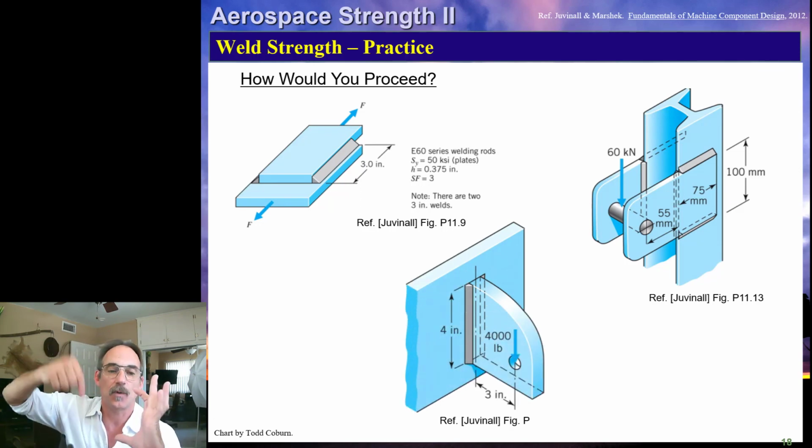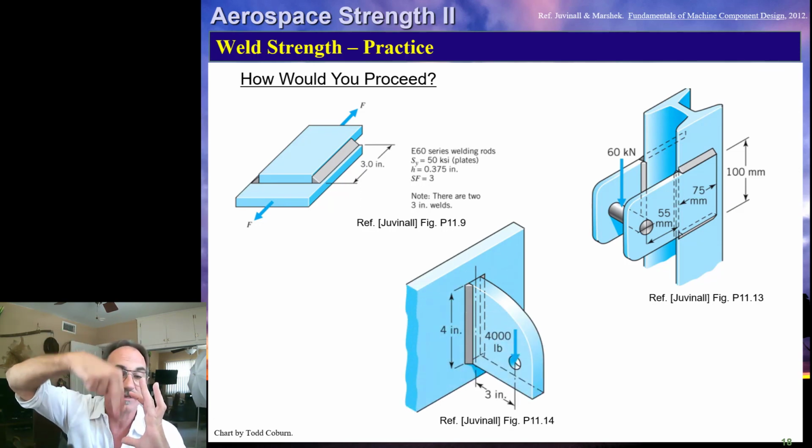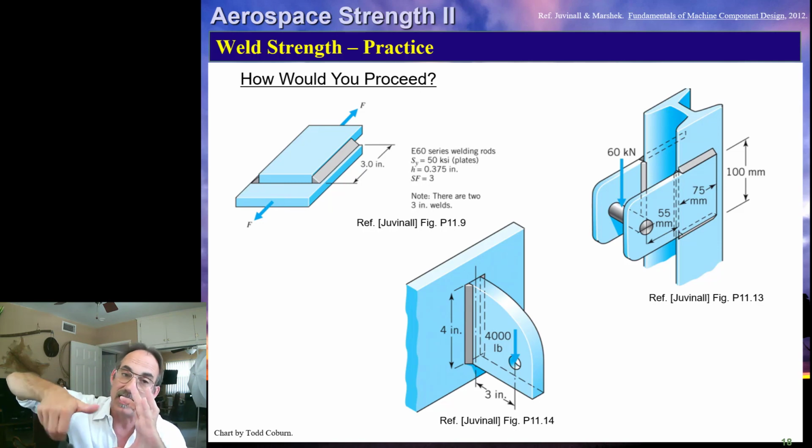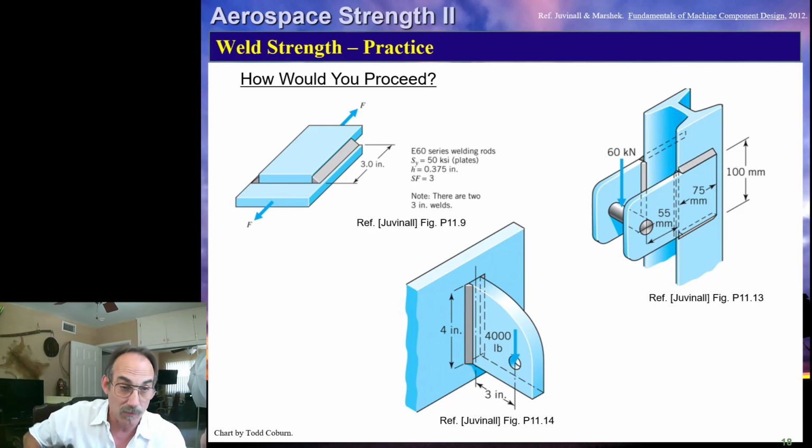This guy, you can see this force. The vertical force is going to give us components in plane, but it's also going to give us a moment that gives us out-of-plane components. Therefore, this is an out-of-plane weld pattern.